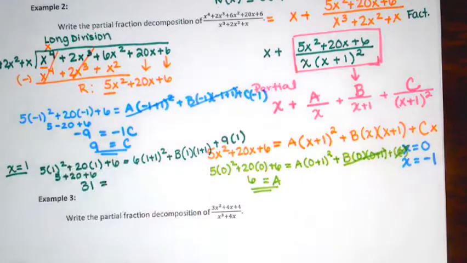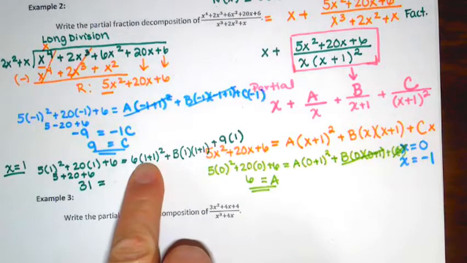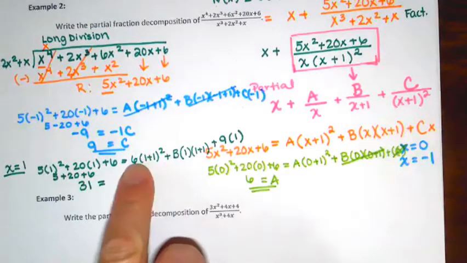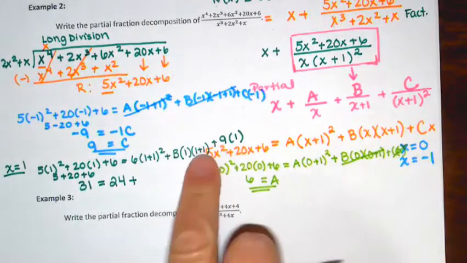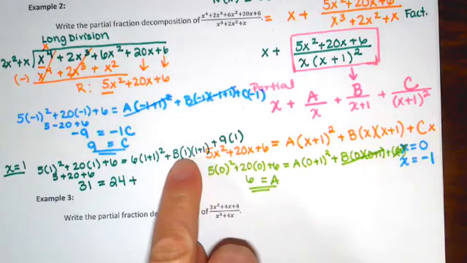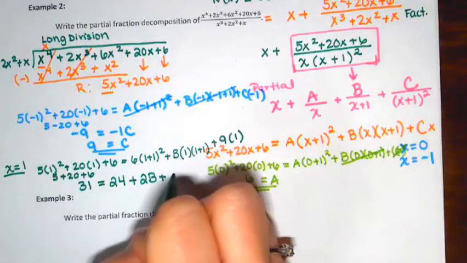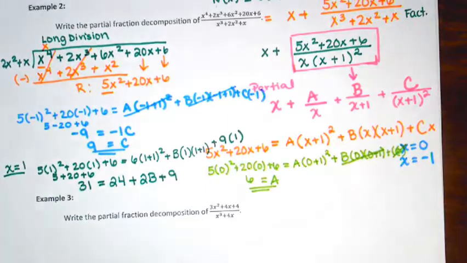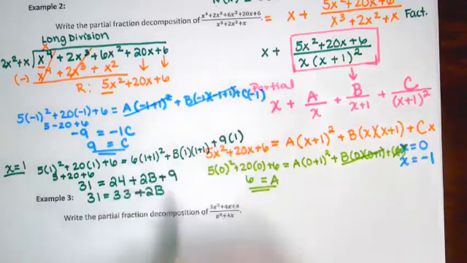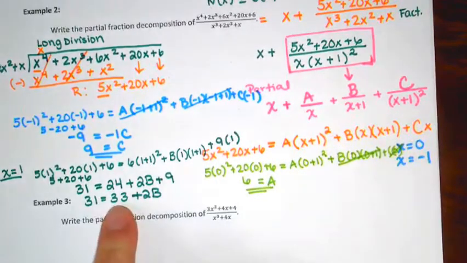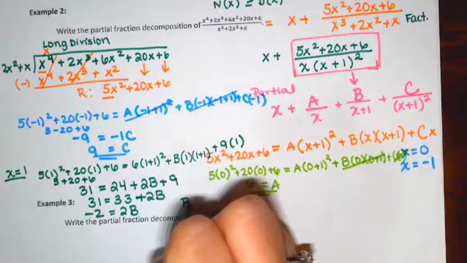31 equals. Now we do parentheses and then the exponent. 1 plus 1 is 2. 2 squared is 4. 4 times 6 is 24. Plus 1 plus 1, 2. 2 times 1 is 2 times B, 2B. And 1 times 9 is 9. 24 plus 9 is 33, plus 2B equals 31. How do I move 33 over? Subtract it. So I get negative 2 equals 2B. So B would equal negative 1.